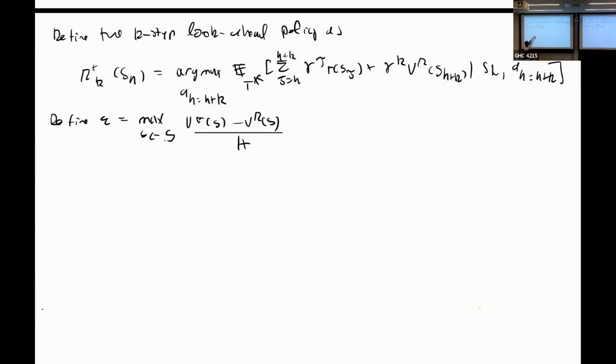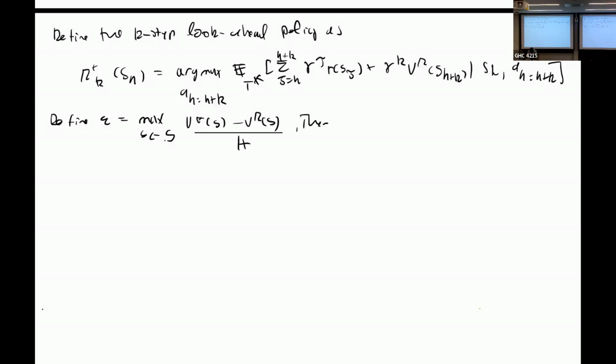The reason I'm dividing this by H is because in general, this quantity can scale with the horizon, right? Like there could be some state where we're really, really bad, but the optimal policy is really good. So I want to have, in general, your epsilons be kind of horizon independent. Otherwise, it's sort of hard to compare things.